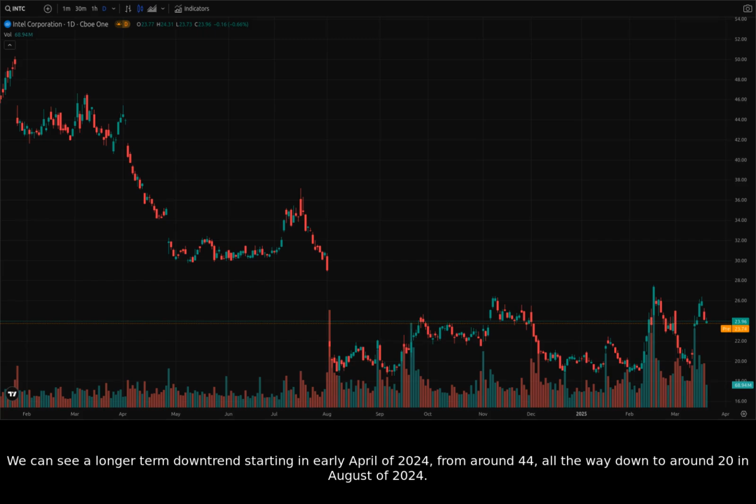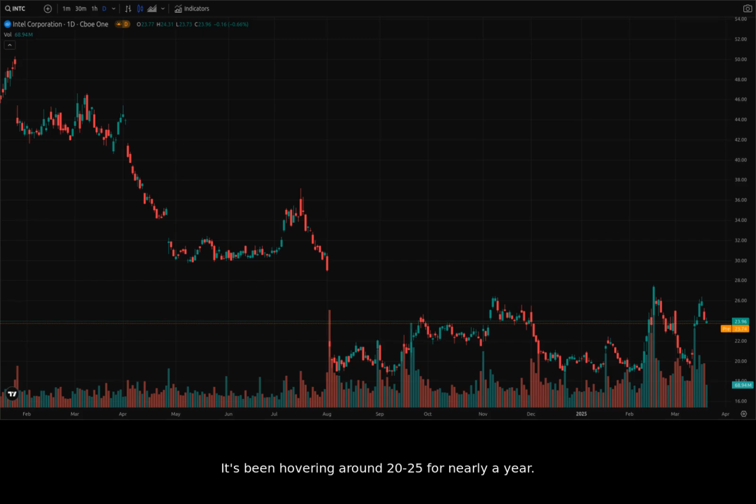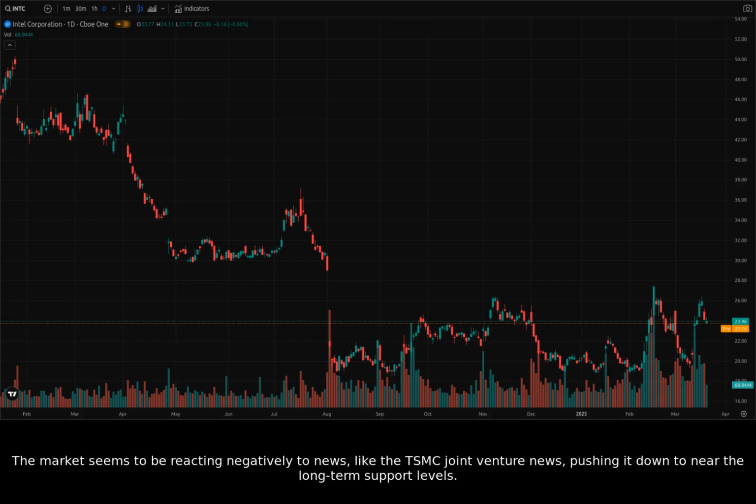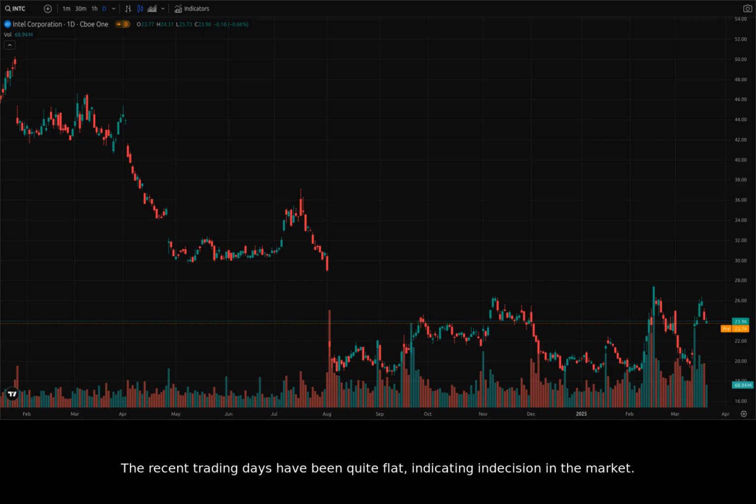We can see a longer-term downtrend starting in early April of 2024, from around 44, all the way down to around 20 in August of 2024. It's been hovering around 20 to 25 for nearly a year. The market seems to be reacting negatively to news, like the TSMC joint venture news, pushing it down to near the long-term support levels. The recent trading days have been quite flat, indicating indecision in the market.